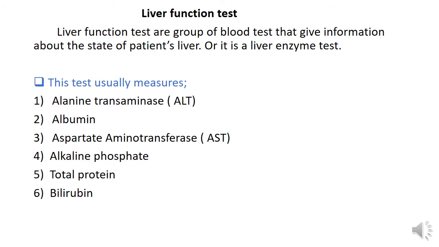This test usually measures: first, alanine transaminase, ALT. Second, albumin. Third is aspartate aminotransferase, also known as AST. Fourth one is alkaline phosphatase. Fifth one, total protein, and sixth one is bilirubin.